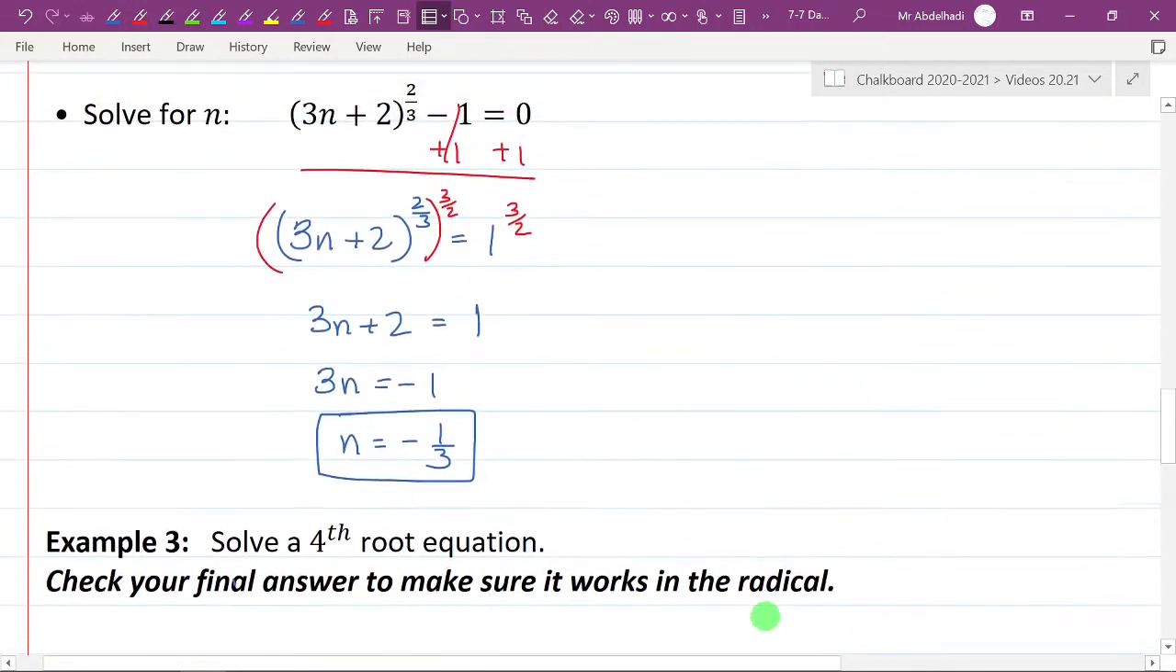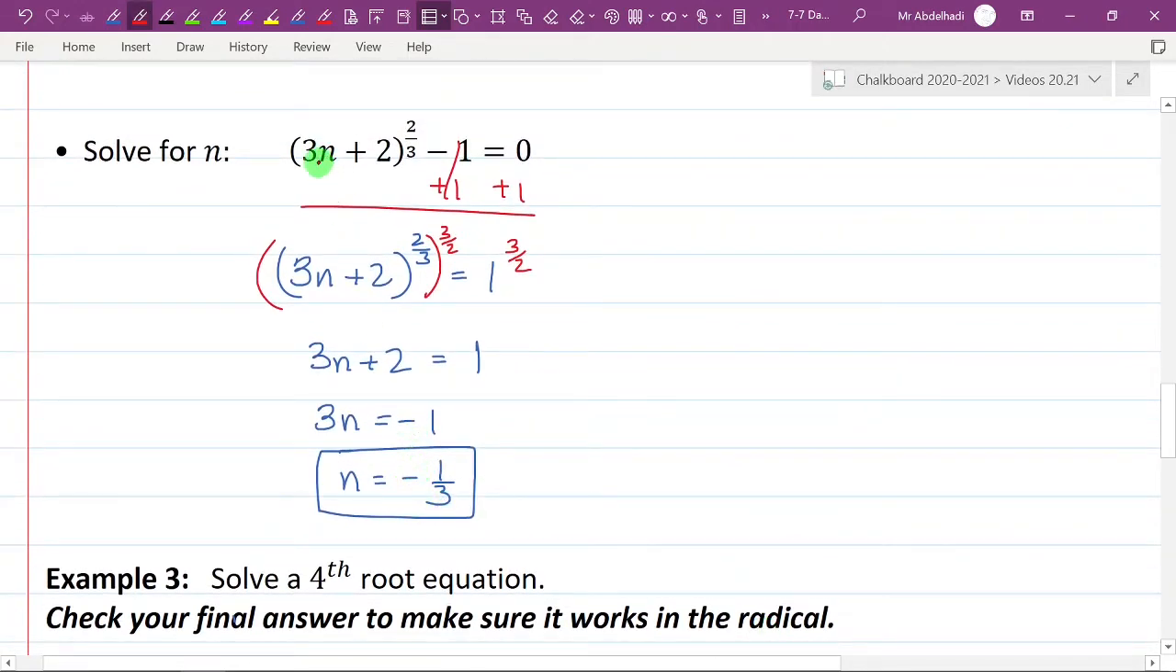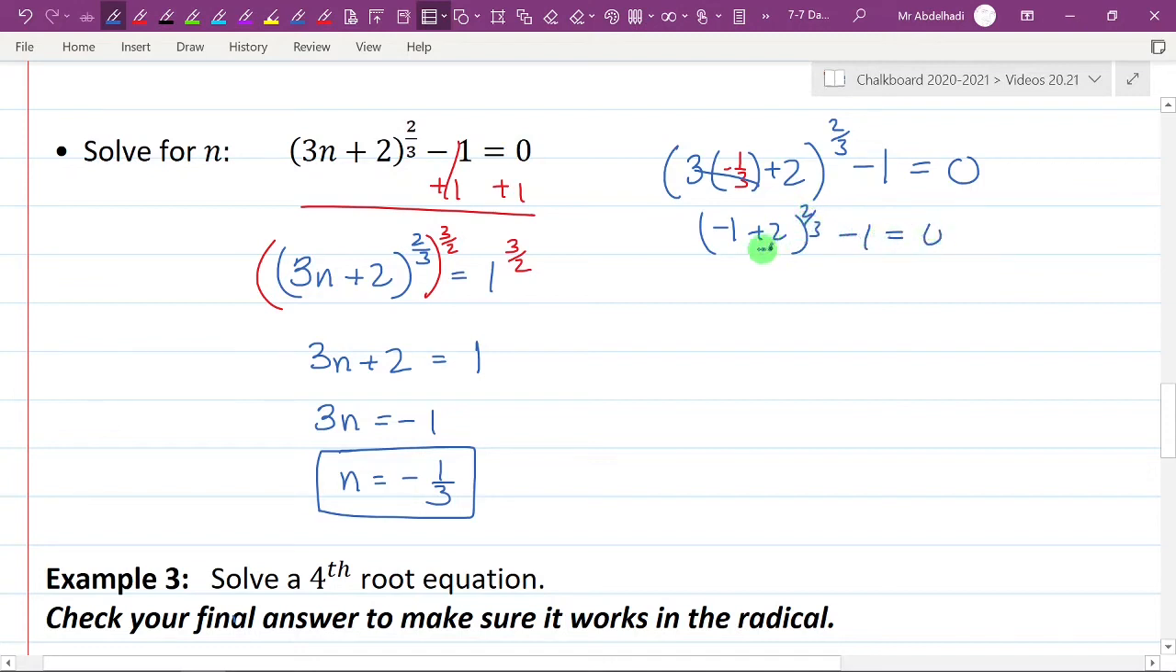What about this one here? Does -1/3 actually work in this problem? So let's check it. 3 times n, here's where the n is going to go, and n is -1/3, plus 2, to the power of 2/3, minus 1 has to equal 0. What's 3 times 1/3? Well, they're multiplicative inverses, so they cancel out. So all you get is (-1 plus 2) to the 2/3 minus 1 equals 0. Well, -1 plus 2 is 1, so you get 1 to the 2/3 minus 1 equals 0. 1 to any power, including 2/3, is 1. So this is 1 minus 1 equals 0. 0 equals 0. Yes, it works. So this is true, all right?